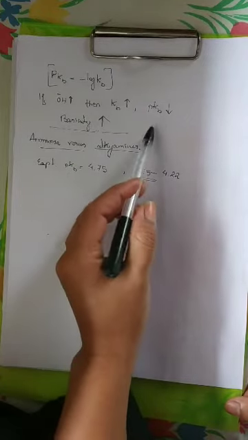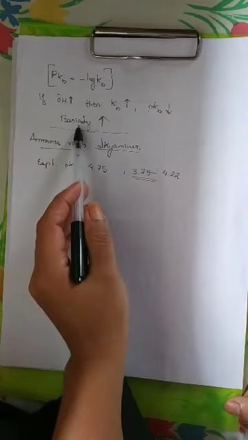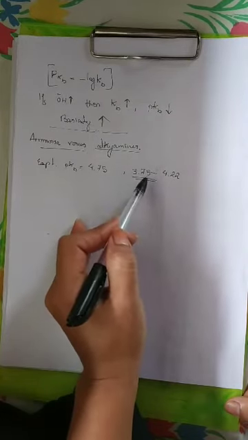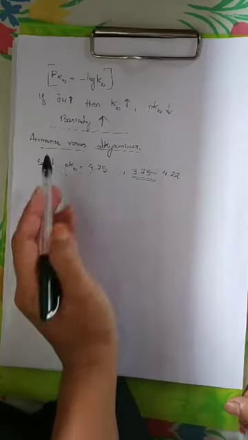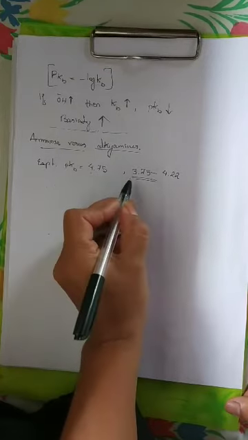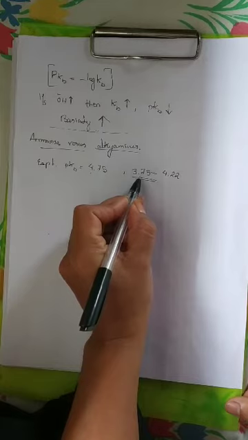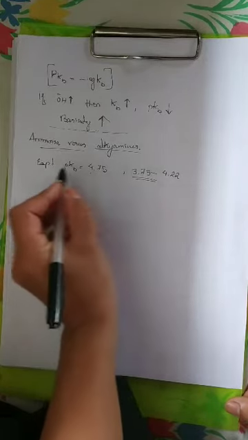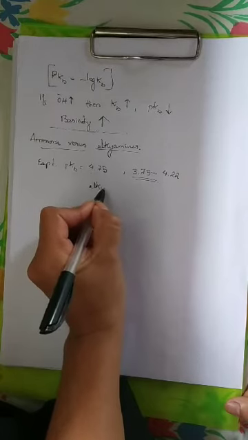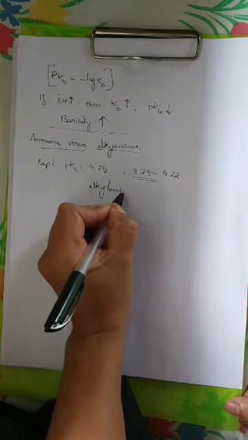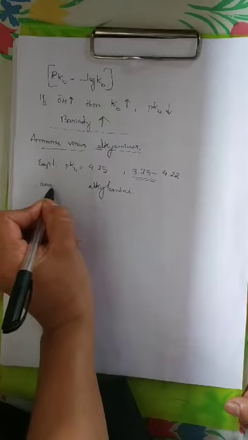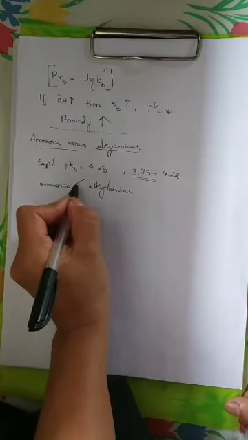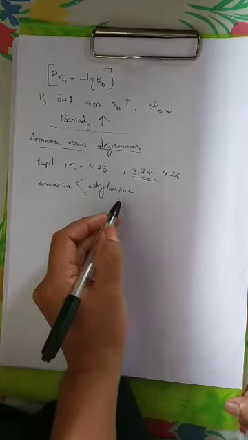Now, if the pKb value decreases, then the basicity will increase. Comparing ammonia and alkyl amines, alkyl amines have a lower pKb value than ammonia. Therefore, a lower pKb value means the basicity will be more. Therefore, alkyl amines we have here, and then ammonia. Since ammonia has a higher pKb value, it will be less basic than alkyl amines.